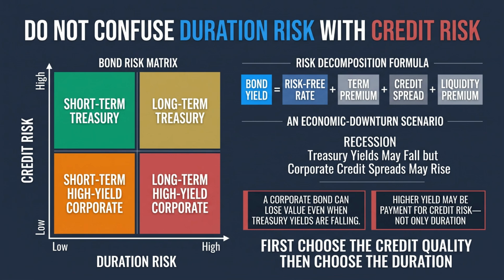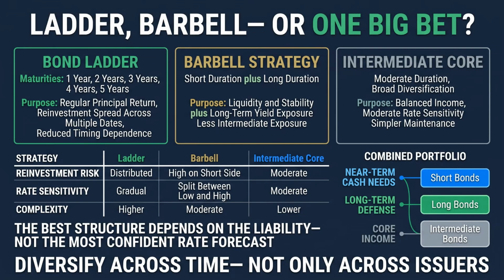This is why credit quality should often be selected before duration. First, decide who must repay the money and how reliable those payments need to be. Then, decide how much interest rate sensitivity the portfolio should accept. Once those risks are separated, investors can combine maturities rather than forcing the entire bond allocation into one forecast. Investors do not have to choose between short bonds or long bonds.